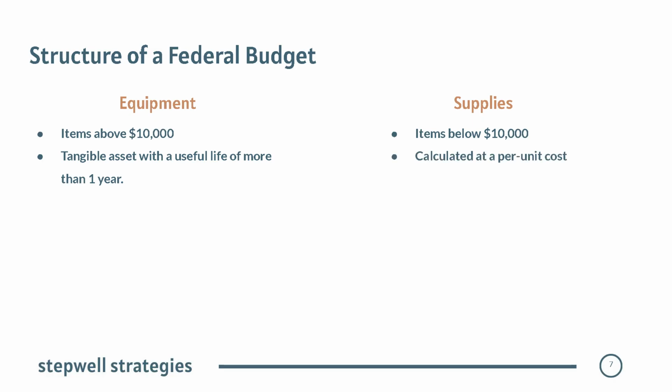This is calculated as per unit, not based on the total cost. For example, a computer that is needed specifically for a grant might cost $2,000. This would be a supply. If you need to buy 6 of them for a total of $12,000, those would still be considered supplies, even though the total price is above the threshold.